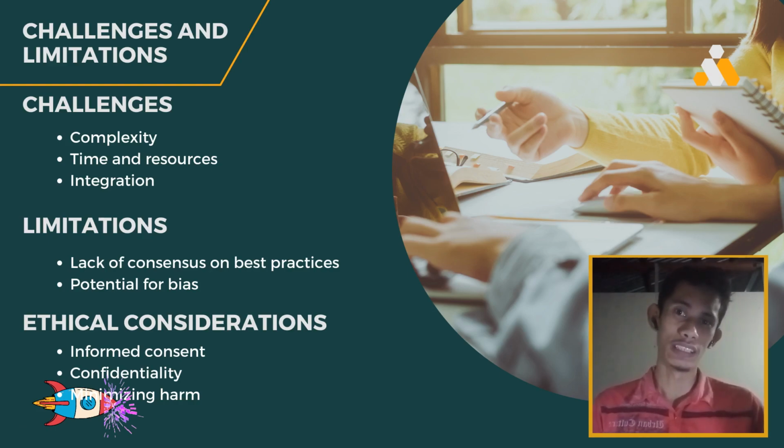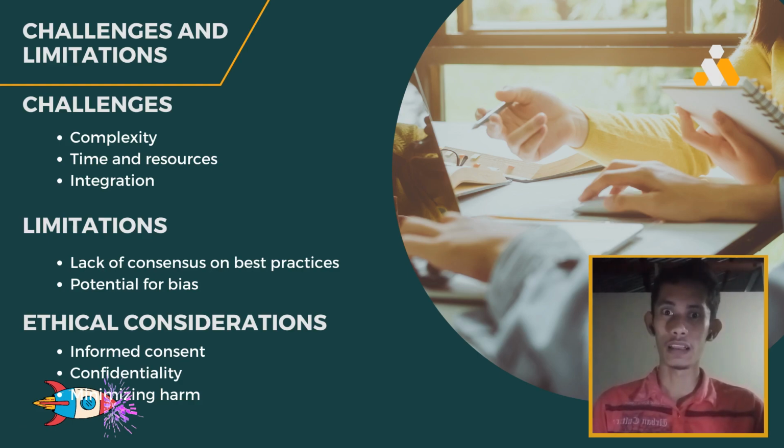And fourth is limitations. Lack of consensus on best practices. There is no one-size-fits-all approach to mixed methods research. The best design and analysis methods will vary depending on the research questions being asked. This can make it difficult to evaluate the quality of mixed methods research studies. And potential for bias. Researchers need to be aware of the potential for bias in mixed methods research. This is because researchers can be influenced by their own theoretical perspective and biases when collecting, analyzing, and interpreting data.